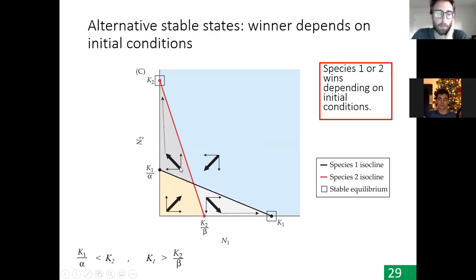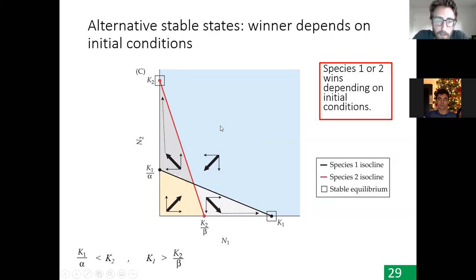However, in these other parts of the graph, the purple and the yellow parts, one species is increasing and one species is decreasing. And they're doing so such that one species is favored and the other species is going extinct. So in this case, either species one or species two might win, and it depends on where we start in terms of the abundance of N2 and N1 that we start with.